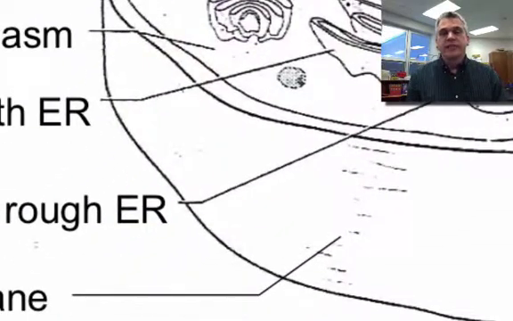Surrounding the cell is a cell membrane holding everything together. The cell membrane is said to be selectively permeable. So what that means is that it will allow certain things in and out. Other things cannot get in or out of the cell. And we'll talk more about that later as well.